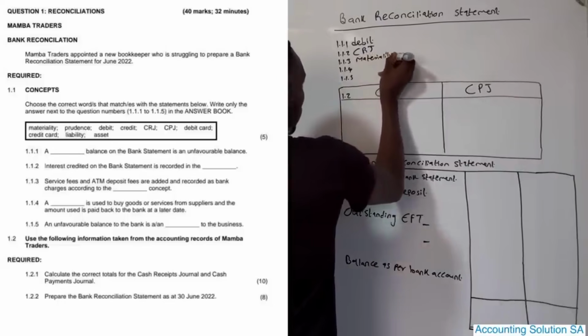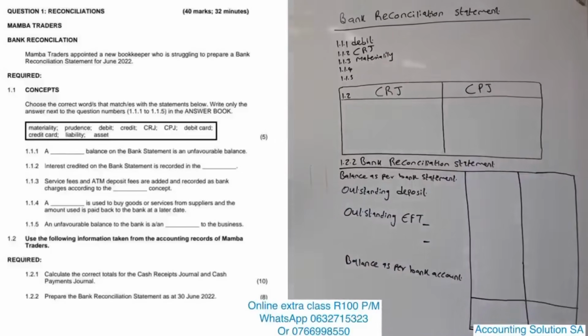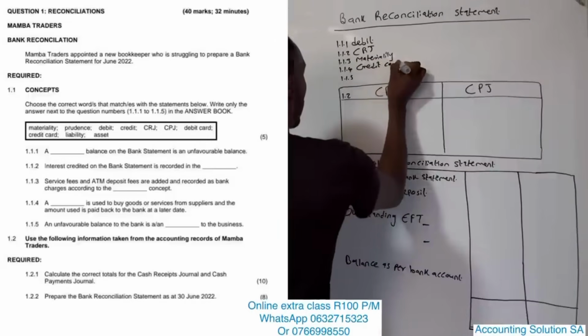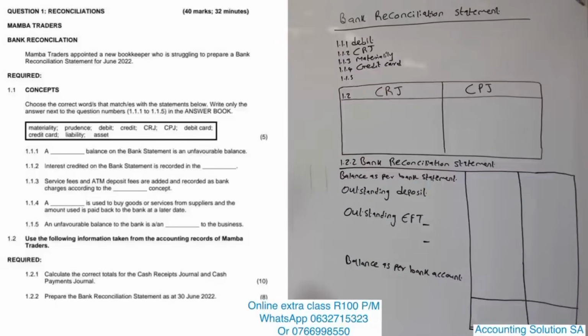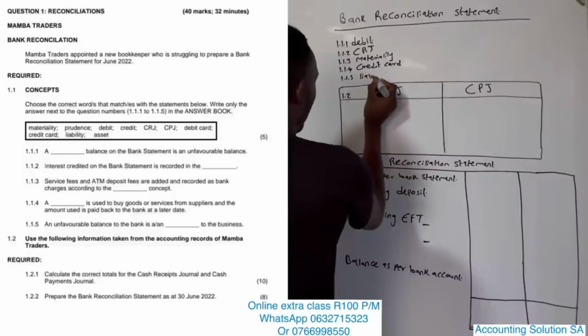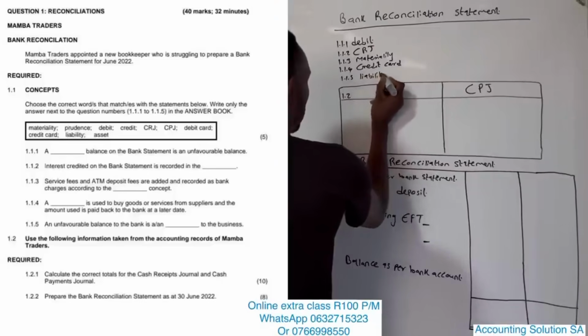Materiality concept. Okay. Number 1.4 is used to buy goods or services from a supplier, and the amount used is paid back to the bank at a later date. It's a credit card. Okay. And lastly, an unfavorable balance to the bank is a liability to the business. So this is what you can use to practice.